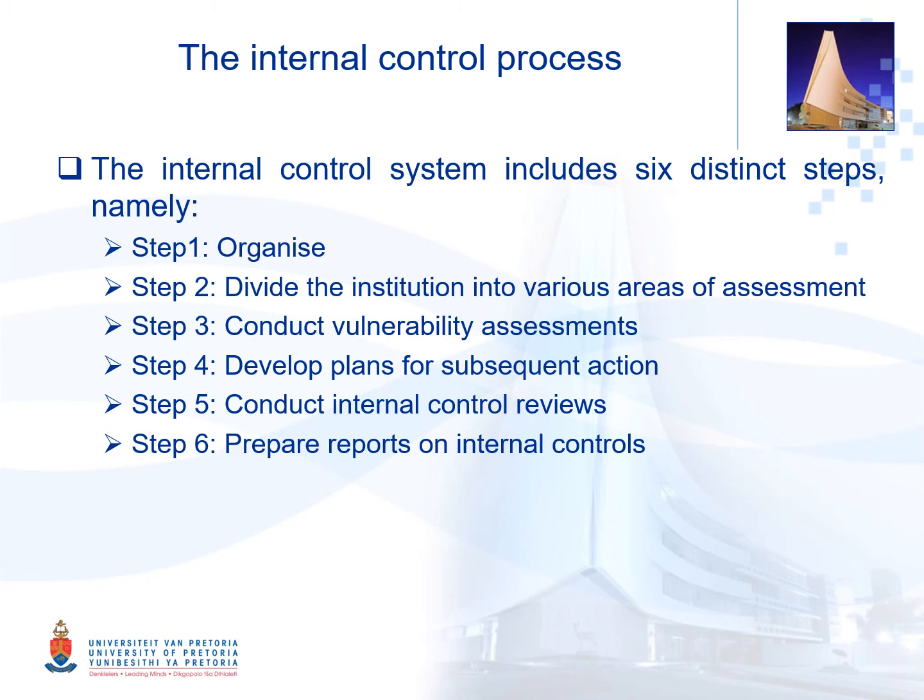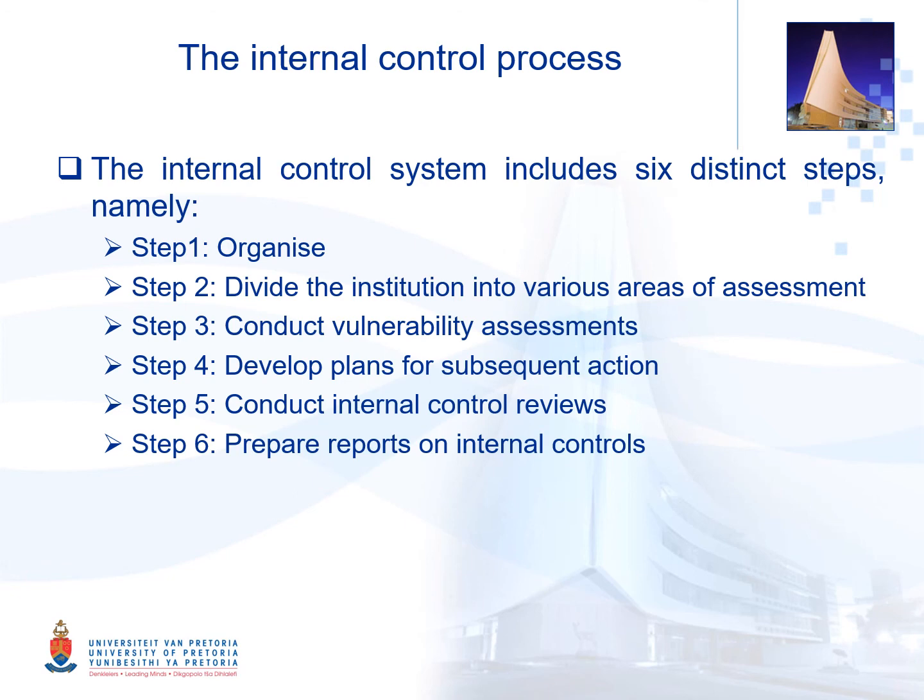Step 4, develop plans for subsequent actions. Summarize the result of the vulnerability assessment to determine necessary action. Step 5, conduct internal control reviews. Defining the event cycle forms the basis of internal control review. A cycle consists of a series of actions to be taken to carry out a specific activity or function.